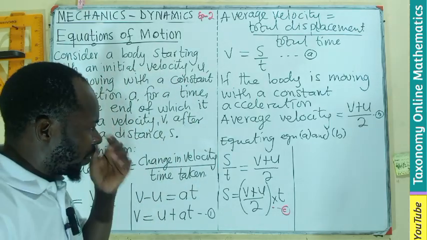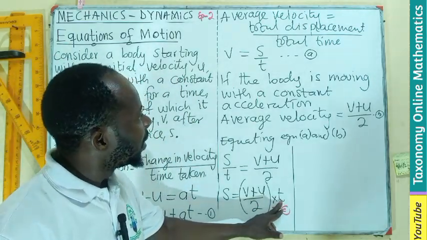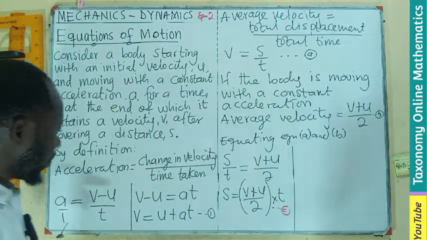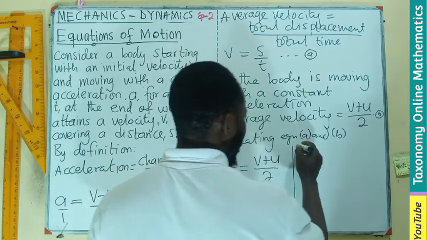Now, we can also express t. Let's say, from equation 1, can I have t, okay, from equation 1?